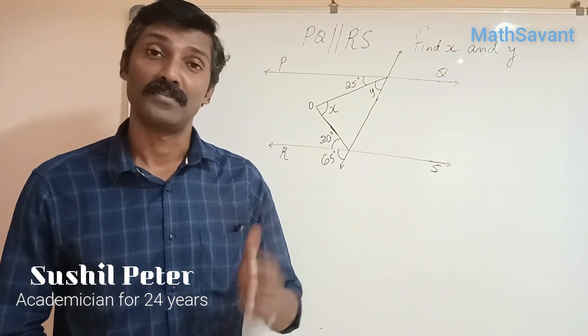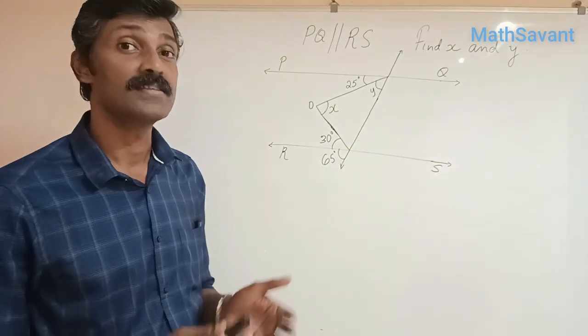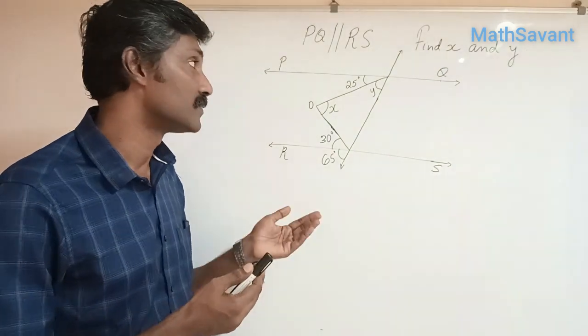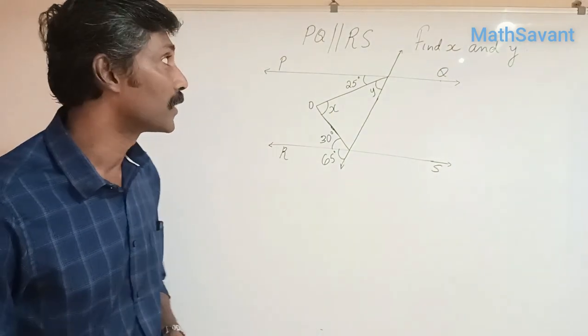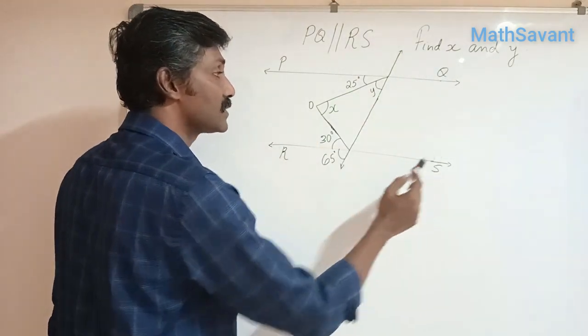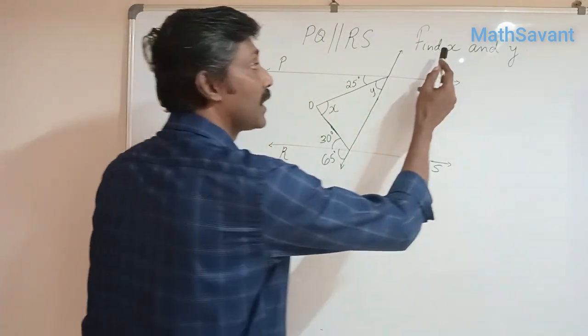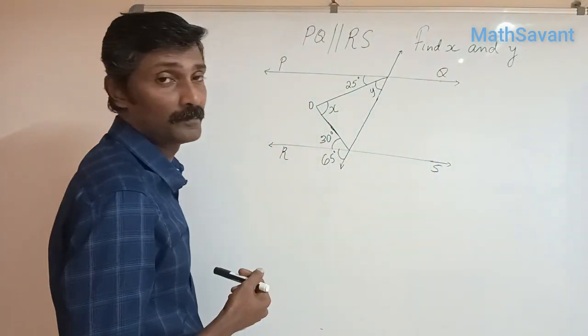Okay, so we have another problem in this video. Again, straight lines, parallel lines, transversal, angles. We have two parallel lines PQ and RS. They are parallel to each other. It is given. We have to find out the angles X and Y.